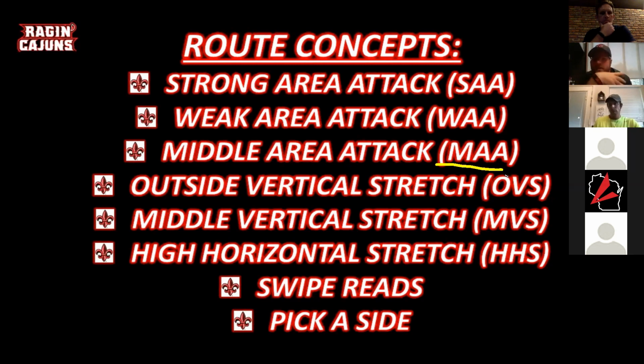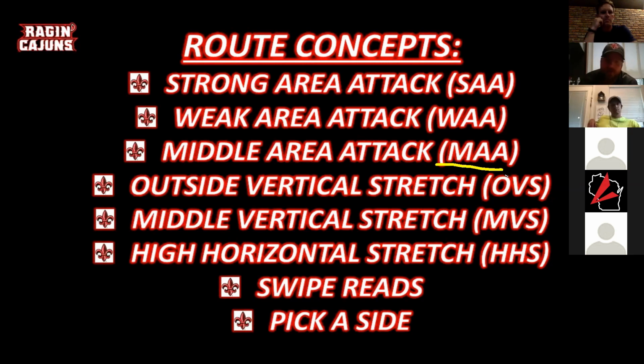Then from there, we have 3-man route concepts. So outside vertical stretch is a 3-level stretch, flood on the outside third of the field, right? Some sort of flood concept where they're trying to get 3 guys in a row. A middle vertical stretch is the same idea over the middle of the field. Your typical NCAA route, shallow dig post, but there's a bunch of ways people create it now. So we group those in a bucket.